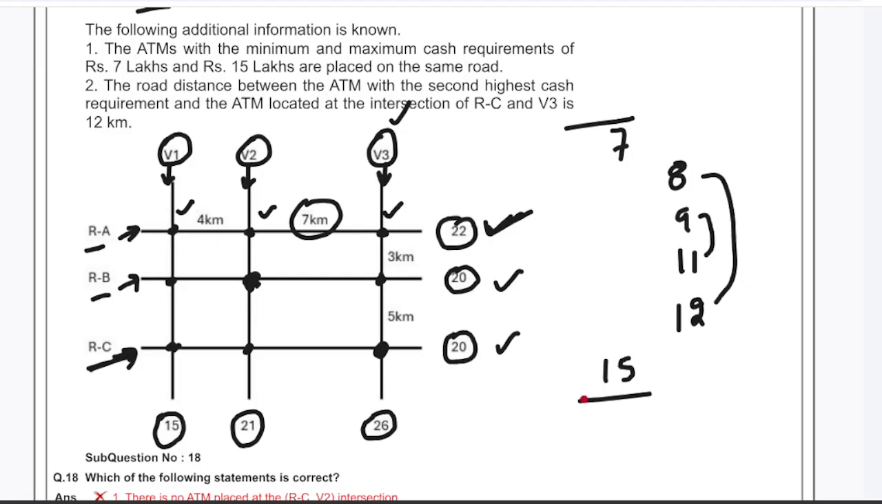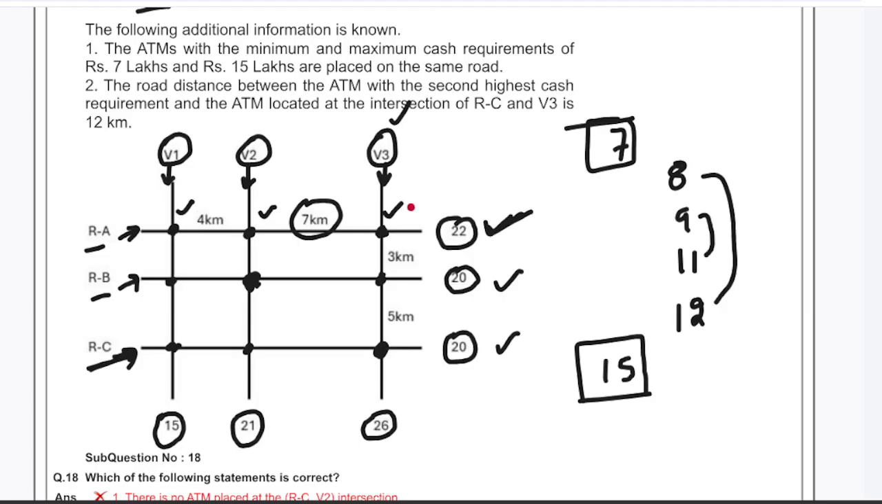Now 7 and 15 have to be on the same road, and this is 26, this is 22 in total. So if I have to make 26, if I have to keep the ATMs at all these three places, I need to add 15 plus 7, 22, plus 4. But we can't go below 7. That means these ATMs have to be, I'm sorry, either here or here or here.